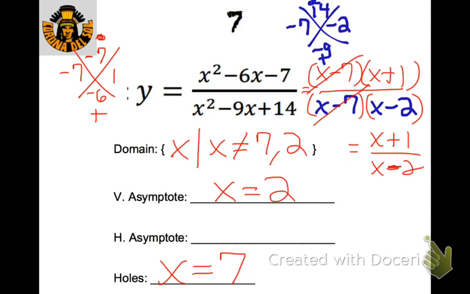The horizontal asymptote is whenever the degrees are the same, like this is x to the first and this is x to the first, it's the coefficients that are in front. So this is 1 over 1. So that means the horizontal asymptote is y equals 1.